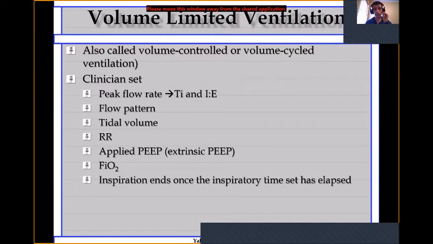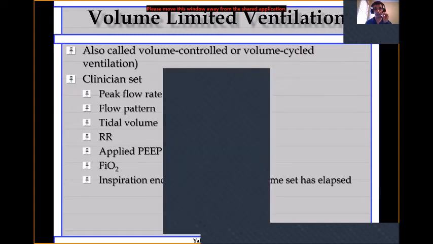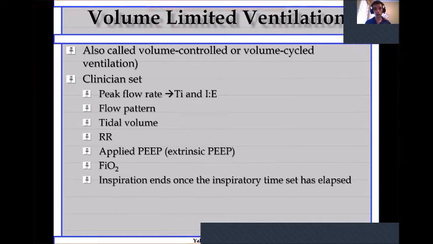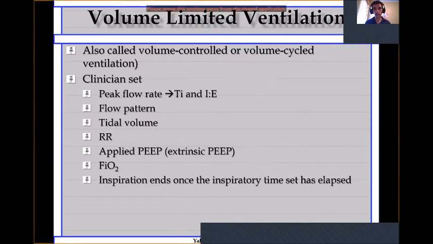Now, in volume limited ventilation, the clinician sets the peak flow rate. The peak flow rate will give you the inspiratory time and the ratio. We'll also set the tidal volume, respiratory rate, PEEP, and FiO2, while the MAP will be variable. The PEEP and the MAP will be variable because you are volume limited.